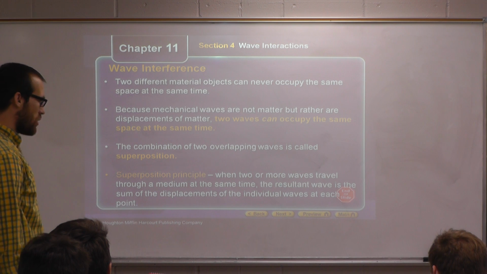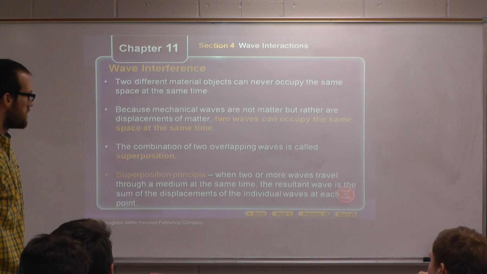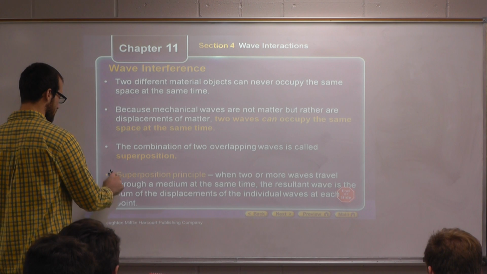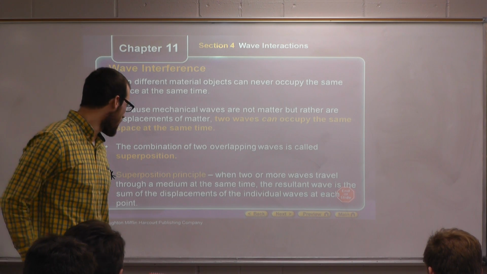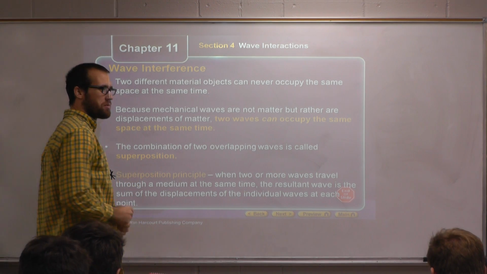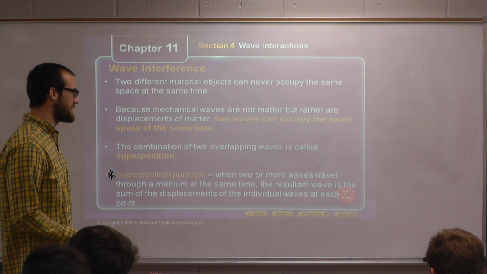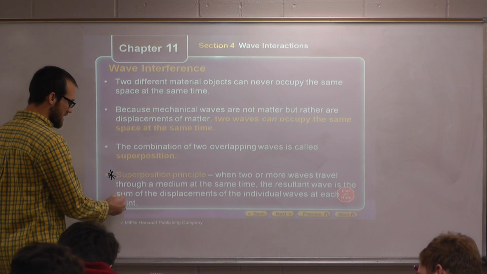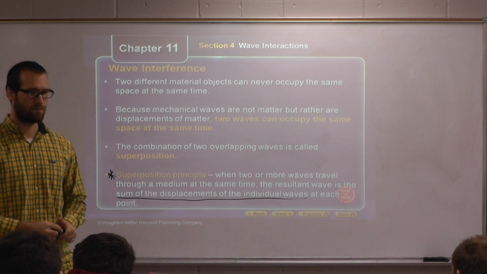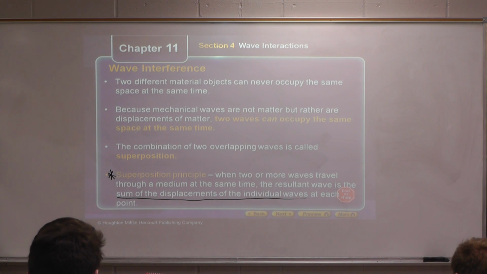Okay, this idea or overlapping of waves has a name. It's called superposition. Okay, remember superposition principle. Pretty important here. So when two or more waves travel through a medium at the same time, the resultant wave, that sounds like a resultant vector, doesn't it? Okay, we're not going to be doing vectors, but it's the same concept. It's the sum of the displacements of the individual waves. So we really just add the two waves.